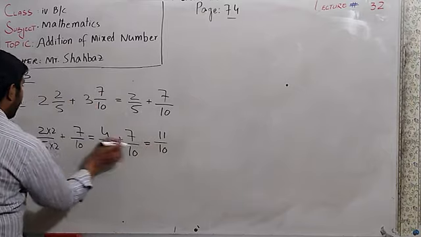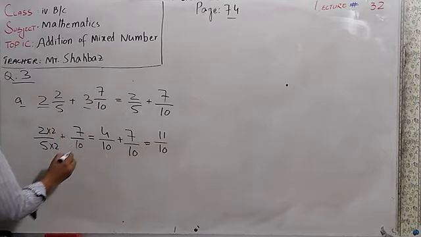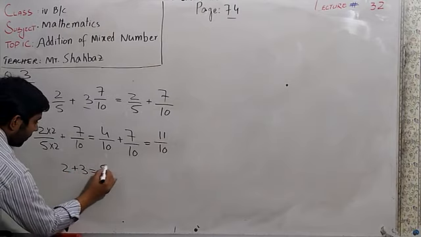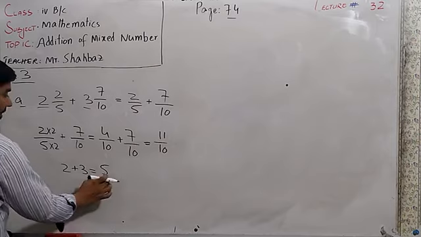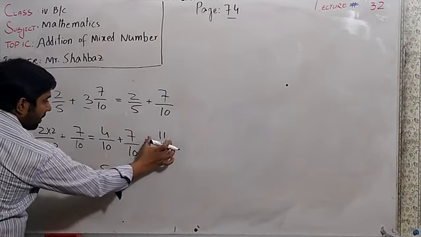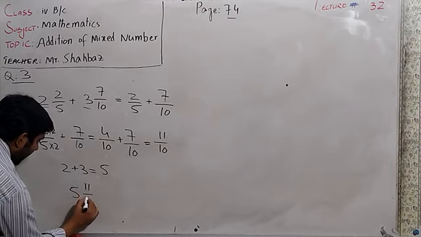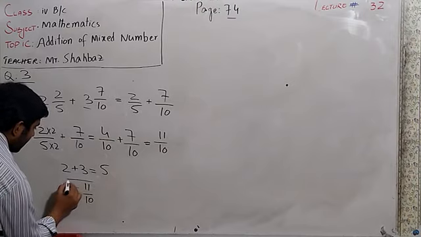This is the fraction, and now we have this 2 and this 3. 2 plus 3 will be 5. Now we have the answer 5 whole 11 over 10. 5 whole 11 over 10. This is the answer.